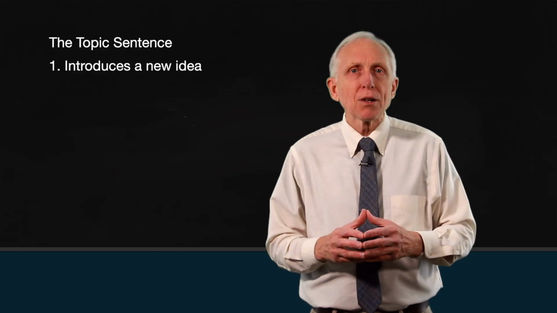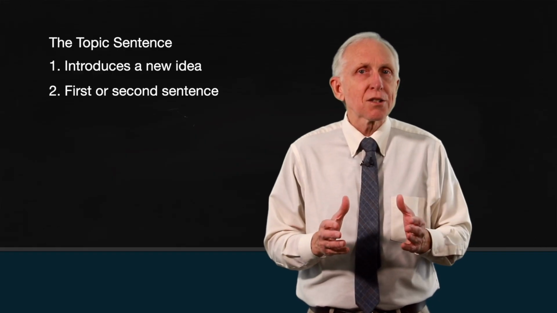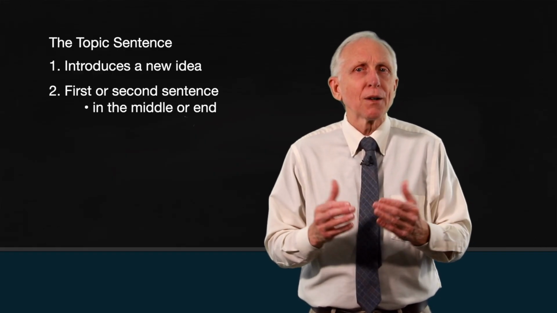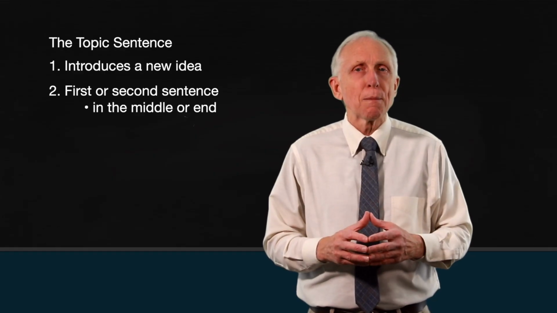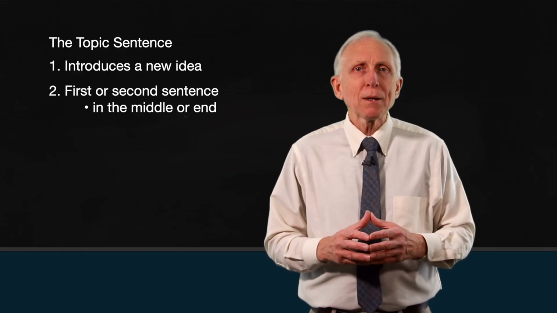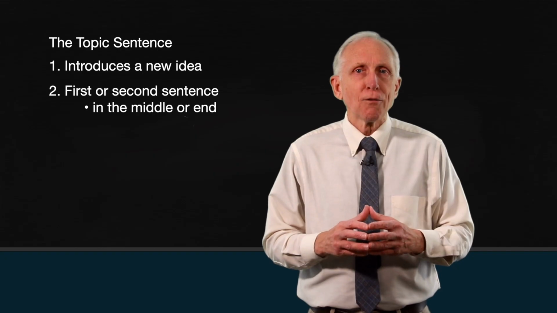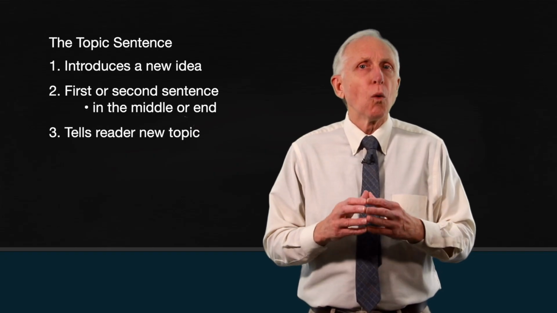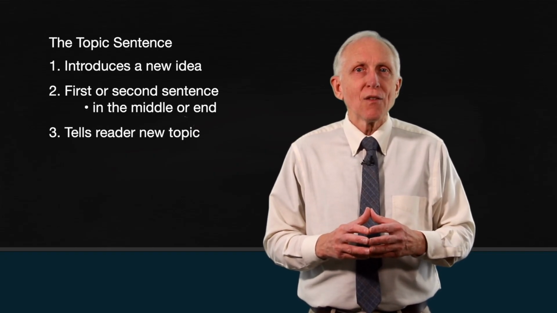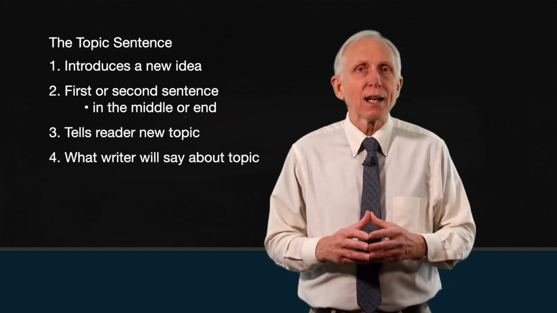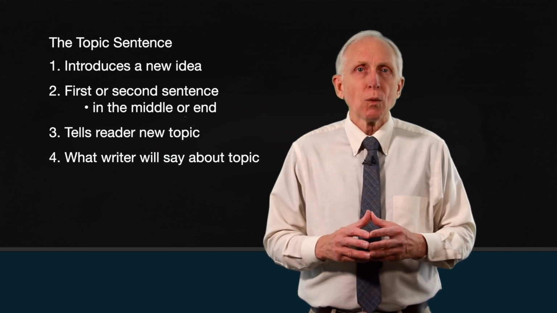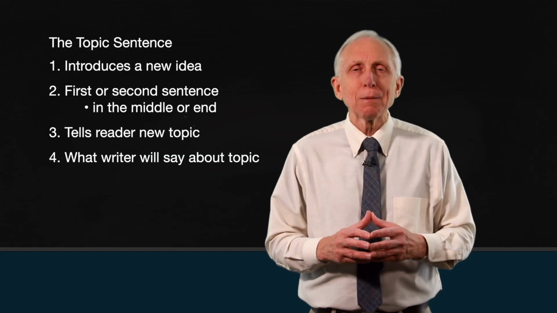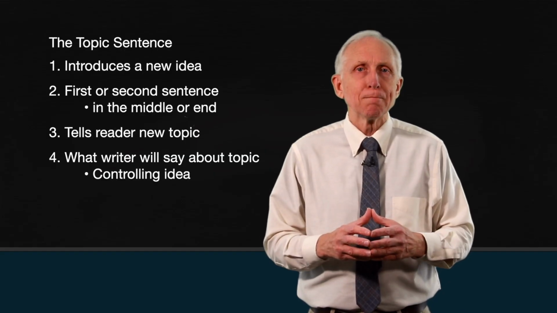It usually appears in the first or second sentence, but sometimes it may appear in the middle or even at the end of the paragraph. The topic sentence does two things. First, it tells the reader what the new topic is, and then it tells what the writer will say about that topic. We call this explanation of the topic the controlling idea.